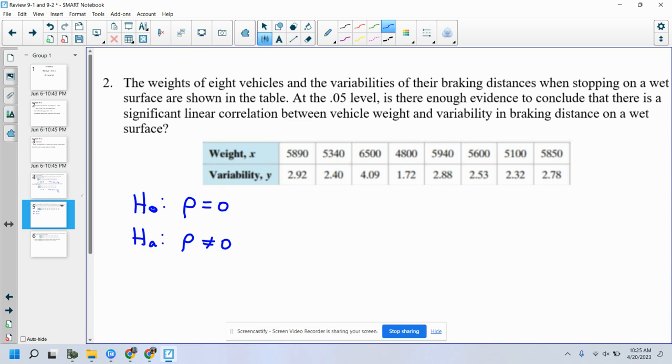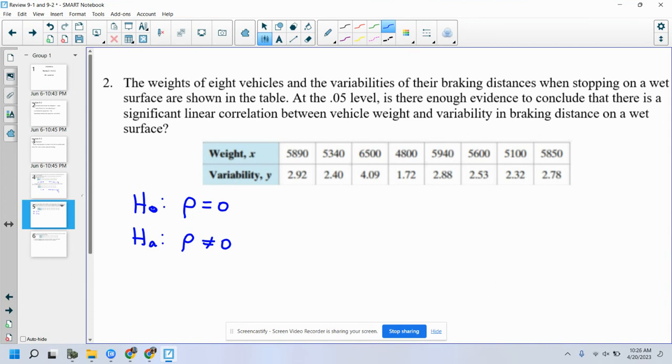What if I was trying to show a positive linear correlation? What would be the null then? Less than or equal to 0, right? Because I would be trying to prove that statement wrong. If I was trying to show a negative linear relationship, my null would be greater than or equal to 0, because I'm trying to prove that wrong. I want to try to be negative, so I put the greater than or equal to 0 in the null to try to disprove that. Okay.